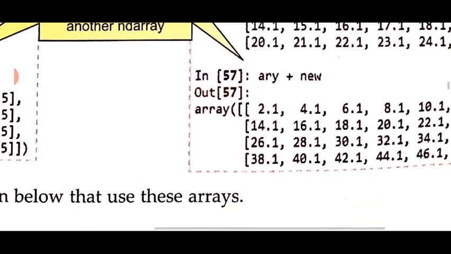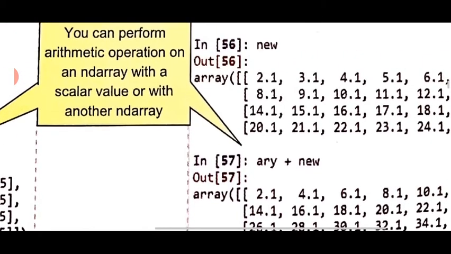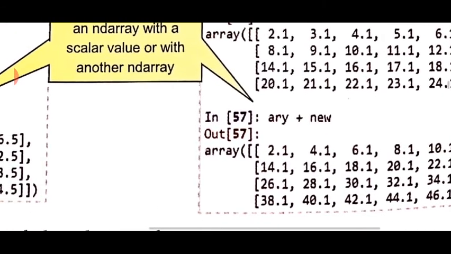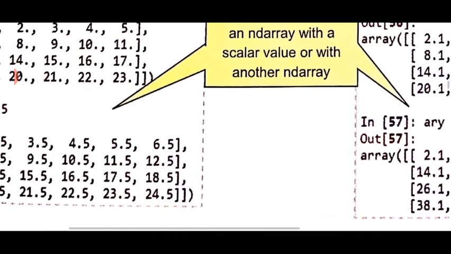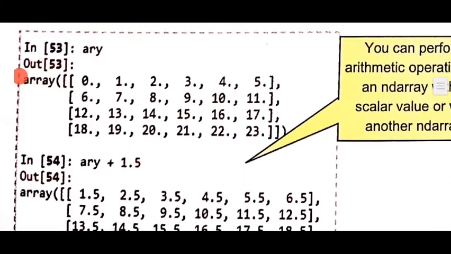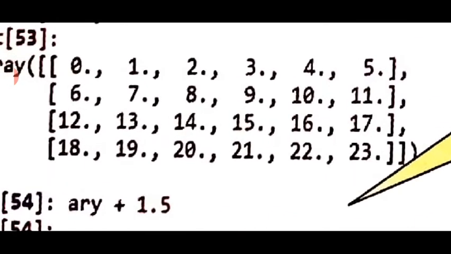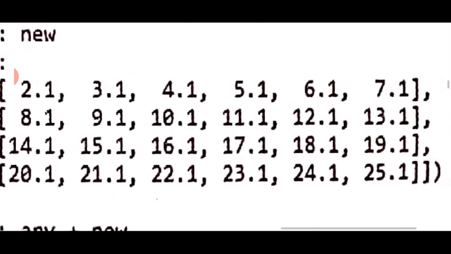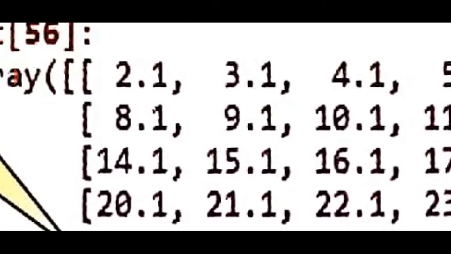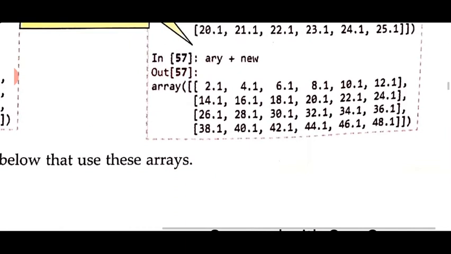Now we can do addition also. ARY plus new, the elements of ARY and the elements of new are going to be added. The first element, index 0 0, is 0 in the case of ARY, and in the case of new it is 2.1. So the addition result, ARY plus new, is 0 plus 2.1, which is equal to 2.1. Like that, all elements are going to be added here.